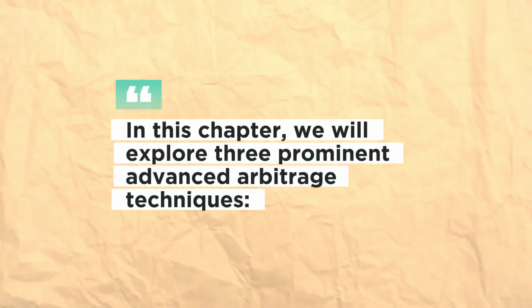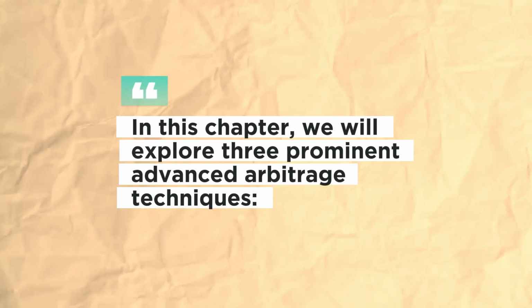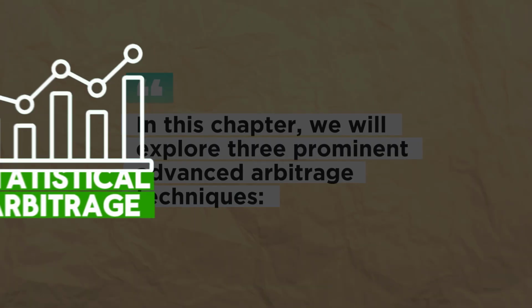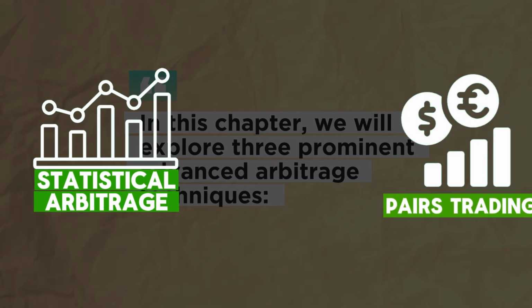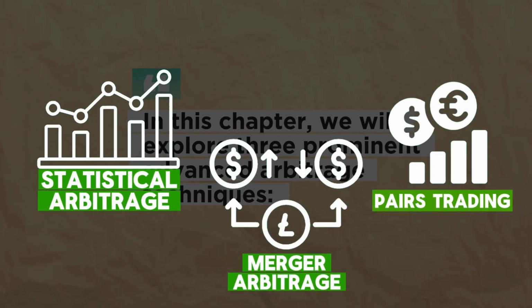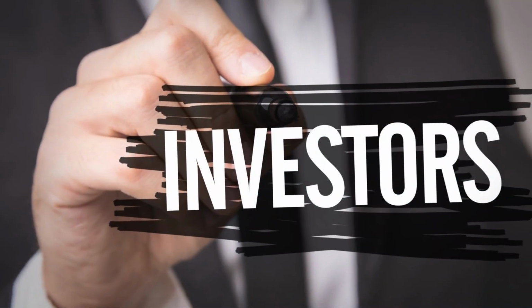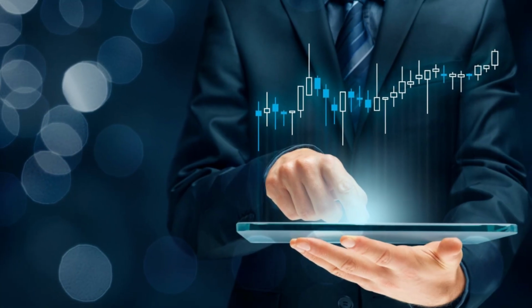In this chapter, we will explore three prominent advanced arbitrage techniques: statistical arbitrage, pairs trading, and merger arbitrage. These strategies are used by hedge funds, institutional investors, and sophisticated traders to maximize profits while managing risk effectively.